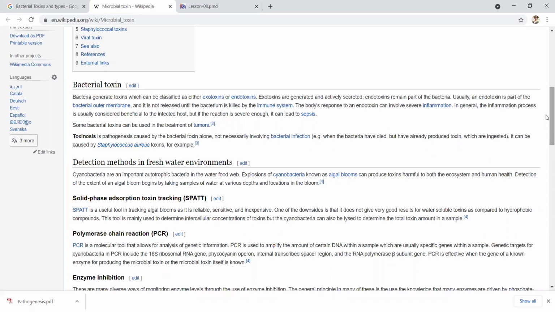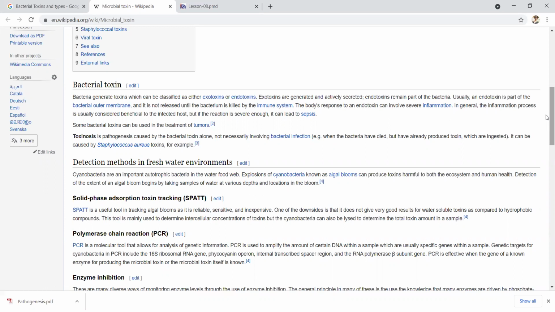Then there's a term called toxinosis. What is toxinosis? Toxinosis is pathogenesis which is caused by the bacterial toxin alone, not necessarily involving bacterial infection. For example, when the bacteria have died but have already produced toxins which are ingested. It can be caused by Staphylococcus aureus toxins. So here we don't need the bacteria. The toxins themselves are enough to cause the infection. Such kind of infection is called toxinosis. An example of such a bacteria is Staphylococcus aureus toxin.